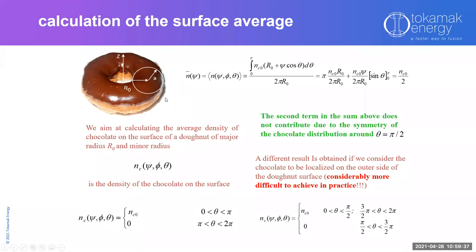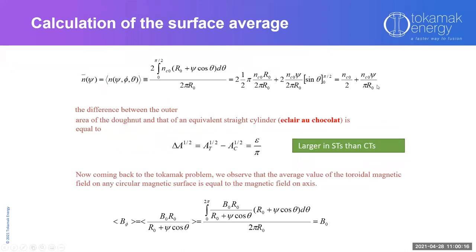So the expected result. However, things are different if the chocolate is on the low field side only and not between zero and pi. So suppose that now the density of chocolate is between zero and pi over two, so from here to there, the middle, and between 3.5 pi over 2 and 2 pi, so basically the bottom. So I am thinking about chocolate just localized on, let's call it, the low field side of your donut. If that is the case, then the integral changes and is different. When you do the flux surface average, you get the result that we got before, half of the density of the chocolate, but you also get another term, which is proportional to the inverse aspect ratio of the tokamak, of the donut, sorry. So the larger the inverse aspect ratio, the larger this flux surface average.